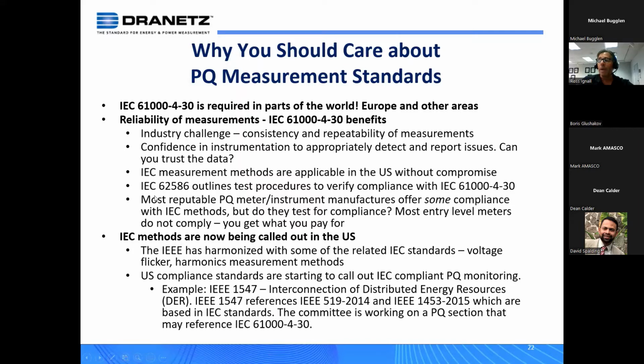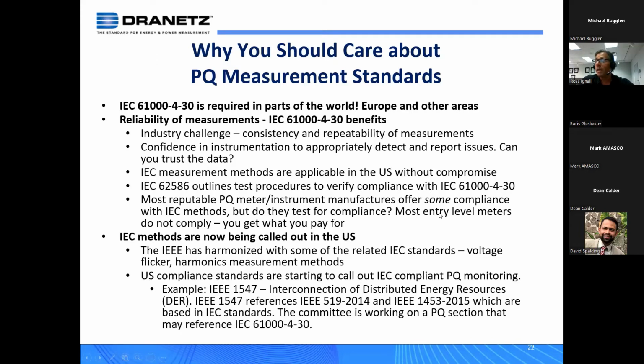So the bottom line is most reputable PQ or meter or instrument manufacturers offer some compliance with the IEC method. So it's up to you as a consumer to understand, well, what do they comply with? Is it Class A? And do they fully comply? But also maybe, do they test for compliance, and can they prove it in any way? So that's important, because certainly in parts of the world that may be required based upon legalities and things, but otherwise as a consumer, it gives you the confidence that you're buying from a reputable manufacturer.